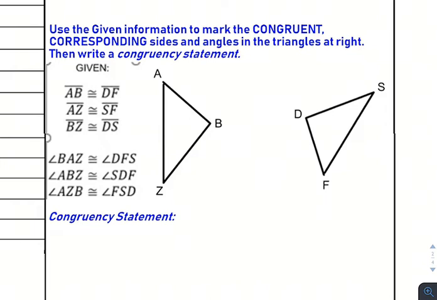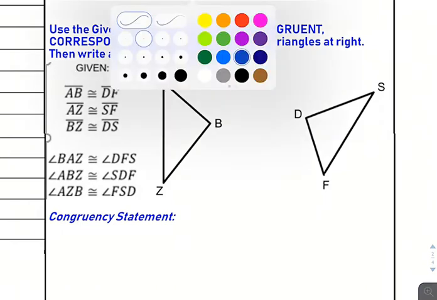Okay. So welcome back, hopefully. Let's go ahead and mark this up. So we have AB matching with DF.